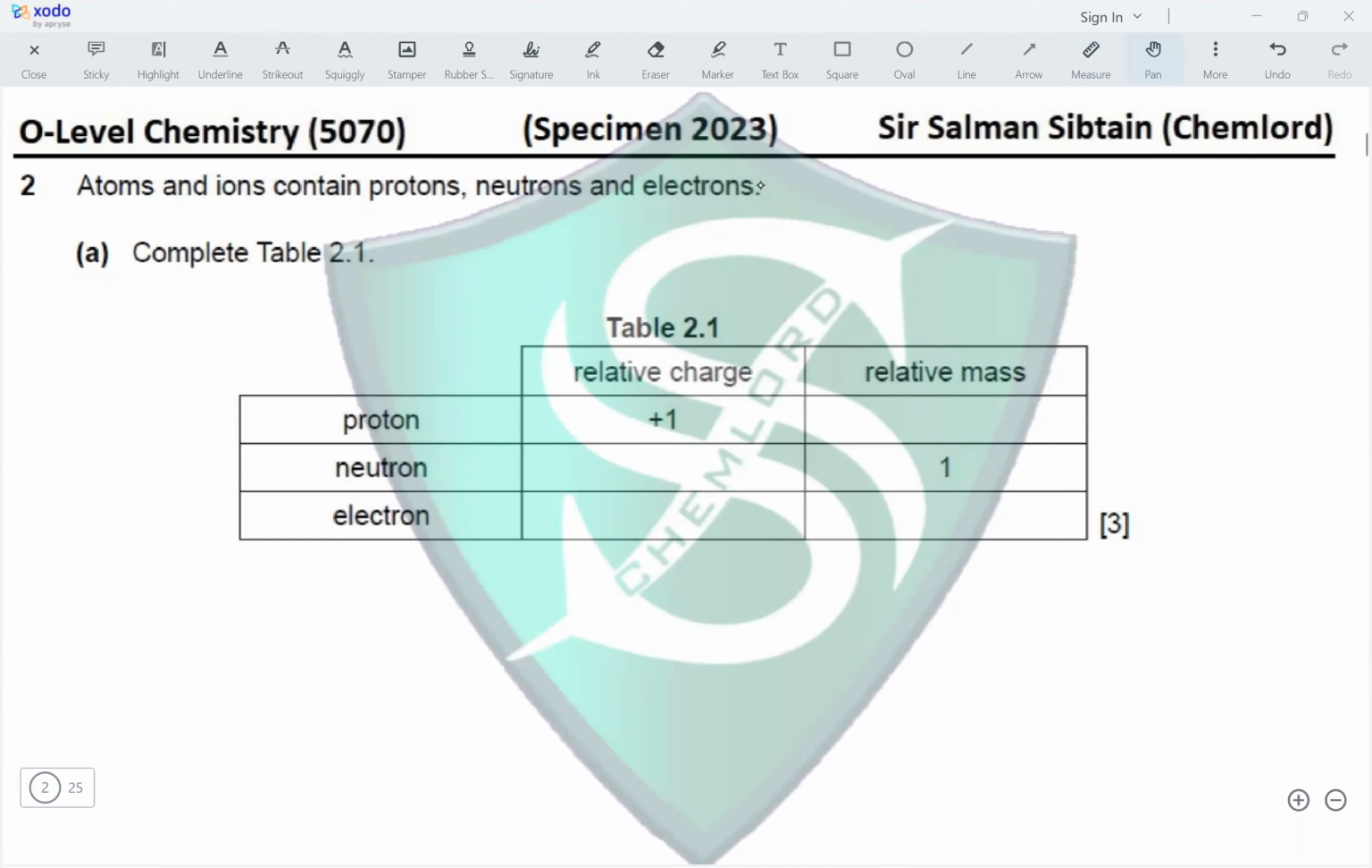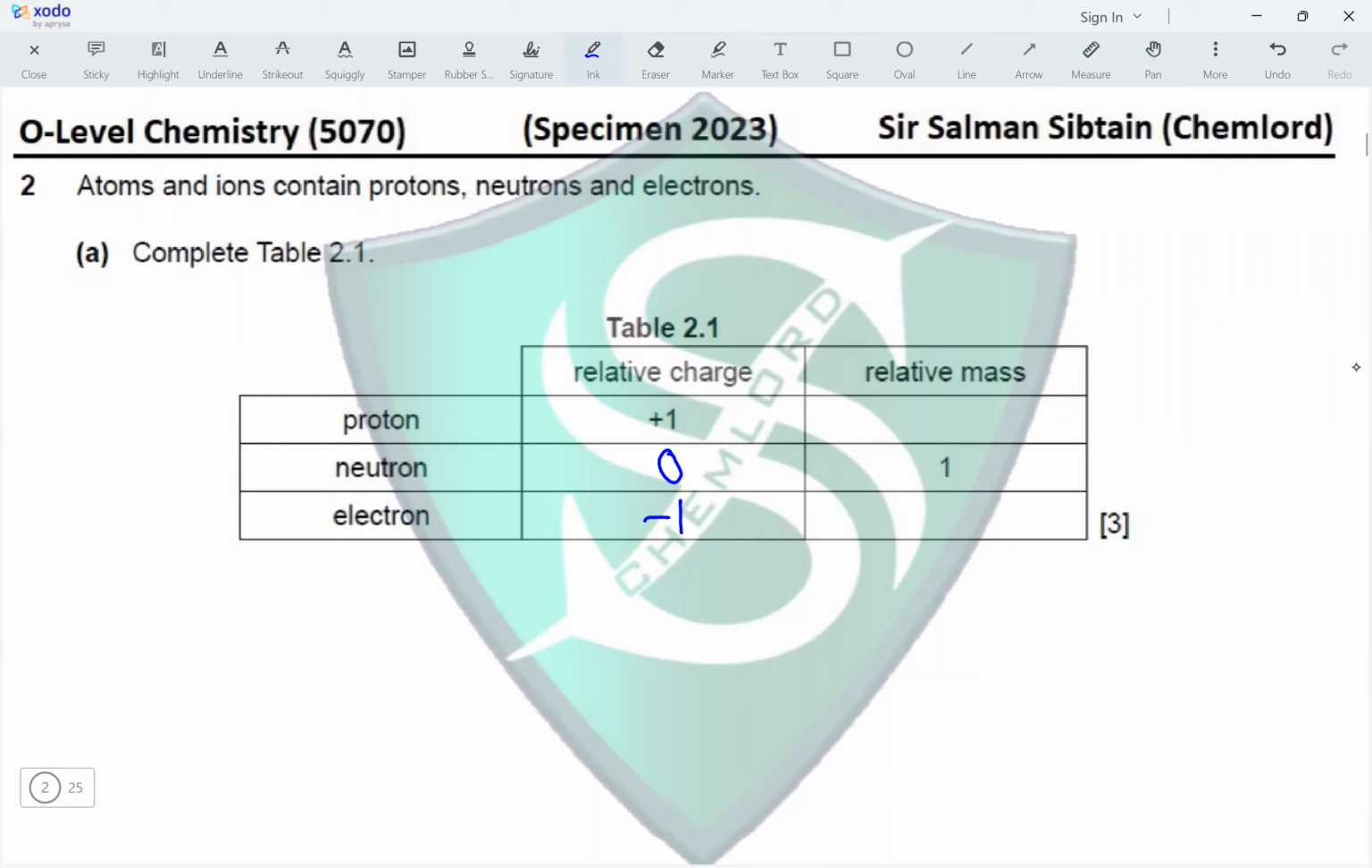Question 2. Atoms and ions contain protons, neutrons, and electrons. Complete table 2.1. Okay, table 2.1 requires us to put in the relative charge and the relative mass of a proton, neutron, and electron. So let's put the relative charges first. A proton is positively charged, so +1. A neutron does not carry a charge, so 0. And an electron is negatively charged, so -1.